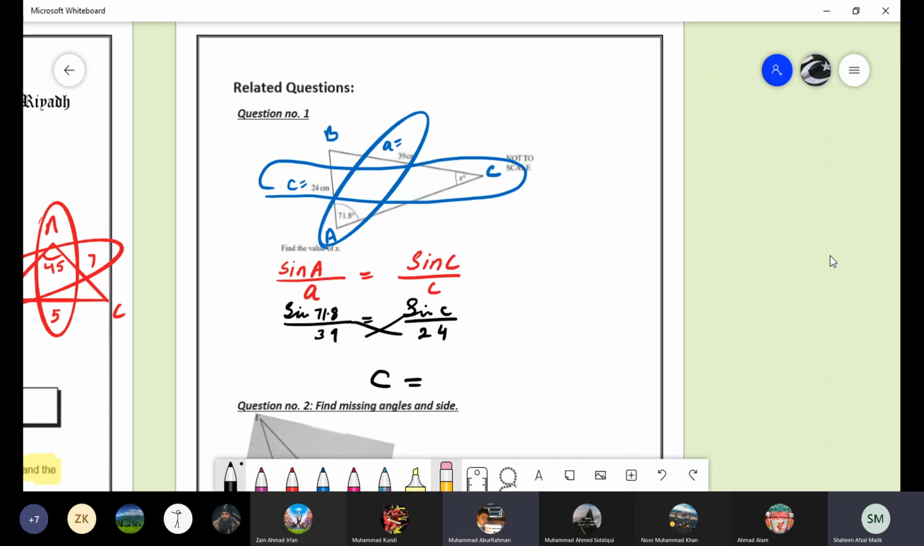Okay, ma'am, 35.45. Anyone else? Ma'am, I'm getting 35.77. 35.77 is the correct answer, so we can write it as 35.8.